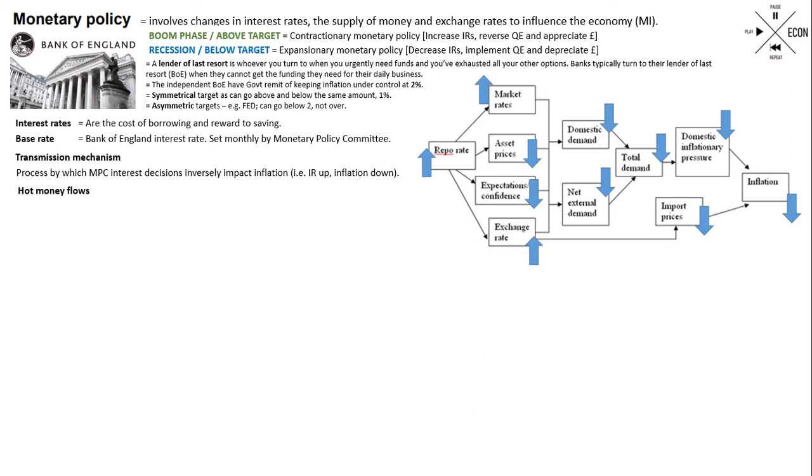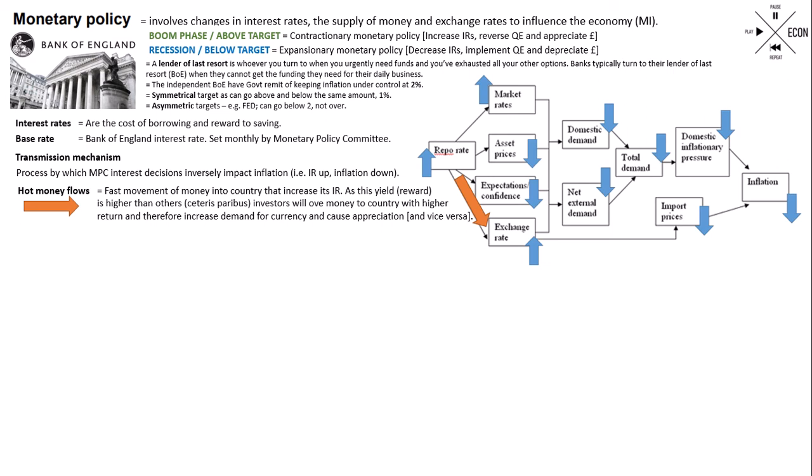So this is very important, you understand that if the interest rate goes up, the exchange rate should appreciate as well. And that is a process which is called hot money flows. Whenever the yield, the return on savings, goes up in a country, investors will move their money there if it's a higher rate than everywhere else, because there's a greater return. And that should increase the demand for that currency, which should push that currency up. And the opposite can happen as well. It's very important you understand that process of hot money flows.